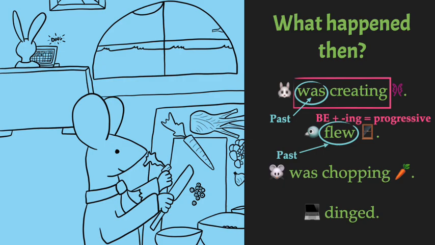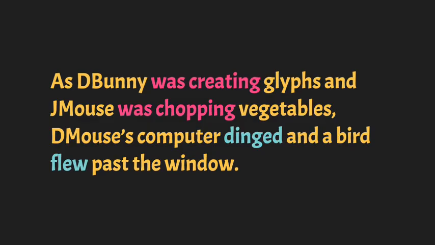So another way is actually putting this together in a narration as an event. And you could say a sentence like, as D Bunny was creating glyphs and J Mouse was chopping vegetables, D Mouse's computer dinged and a bird flew past the window.